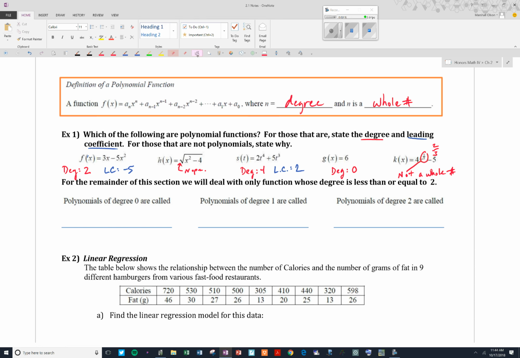I just wanted to be able to have you guys be able to read this. So this is a constant polynomial function. The next one here with degree 1 would be a linear polynomial function, and the third one would be degree 2, quadratic.